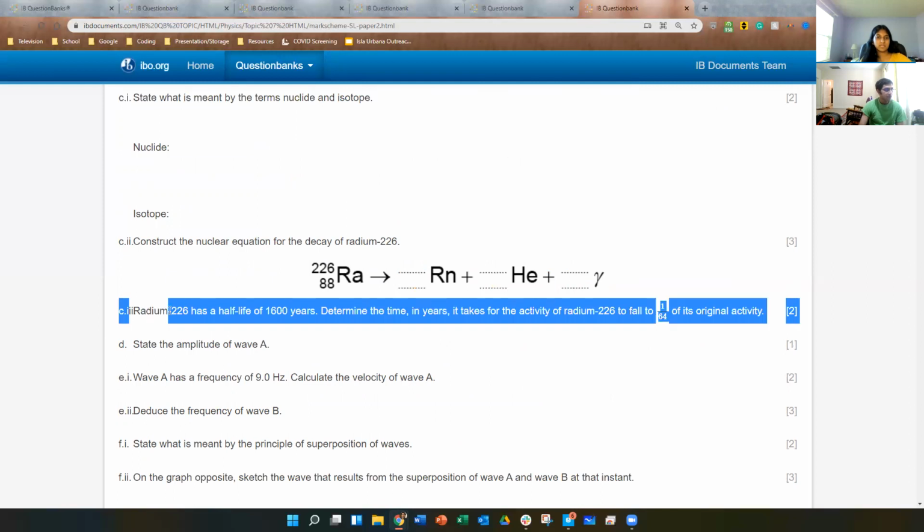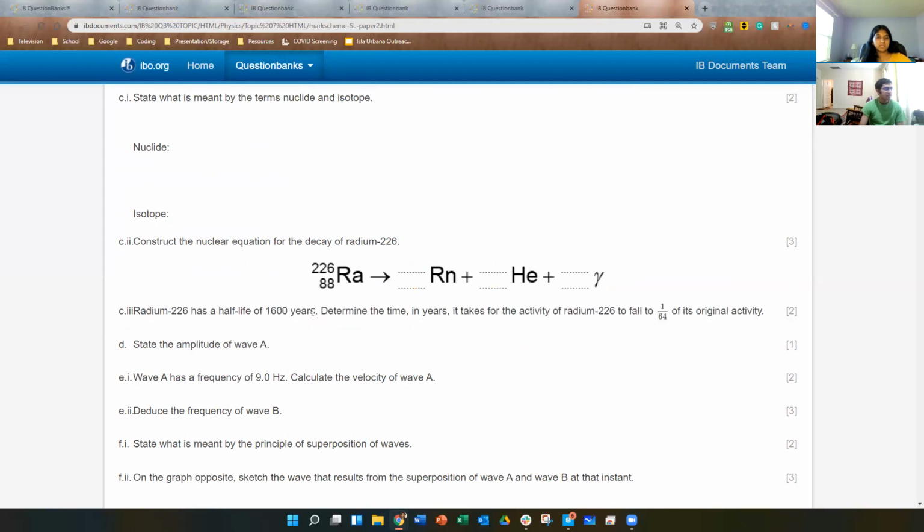Okay. Now, radium-226 has a half-life of 1600 years. Wow. So we want to find 1/64.